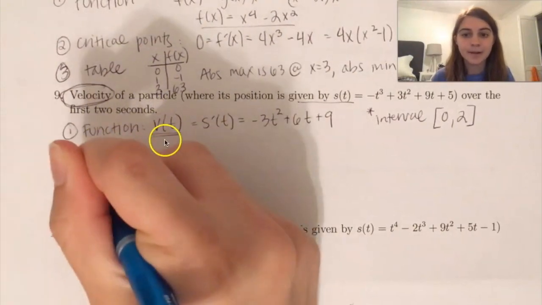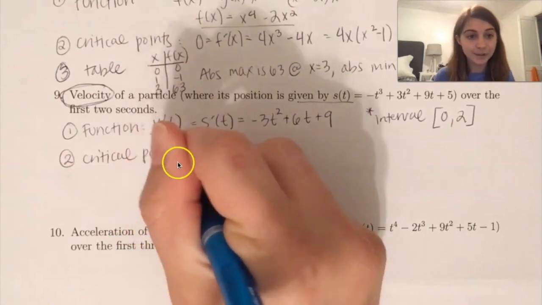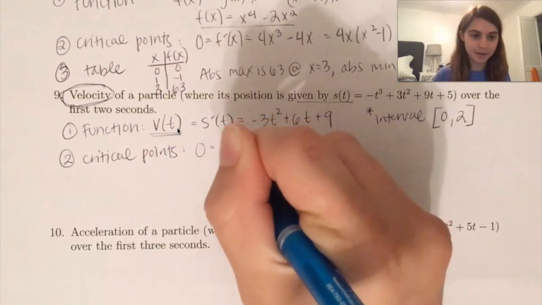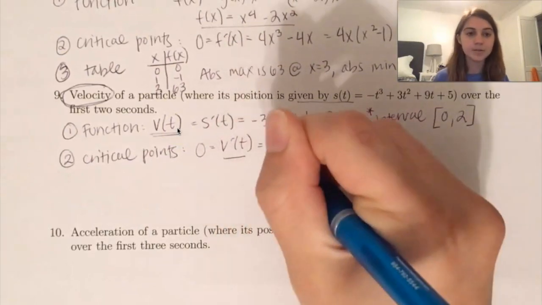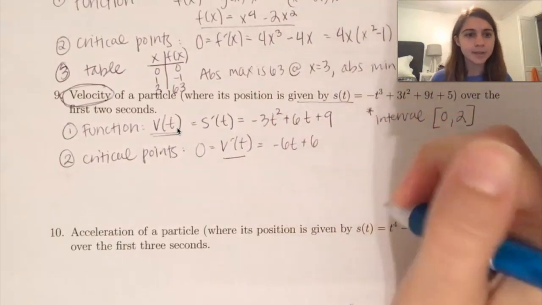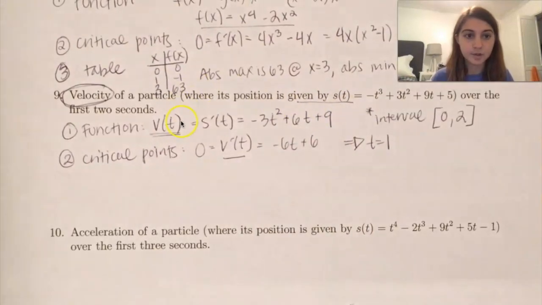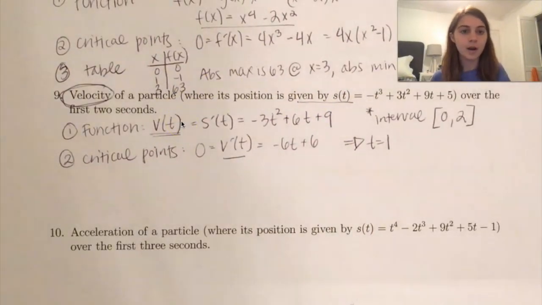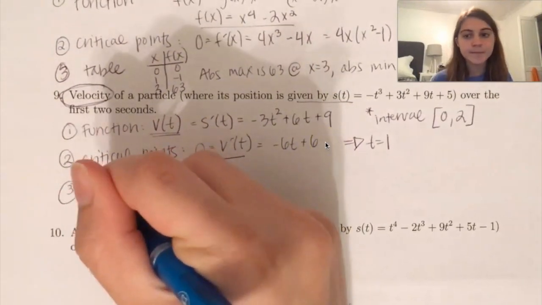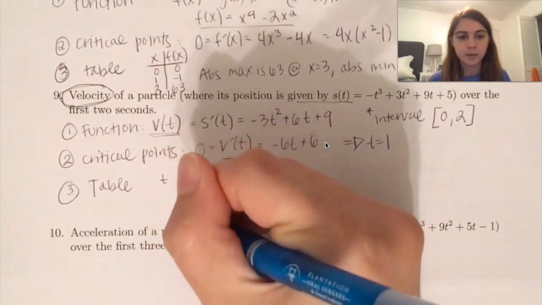So now that we've located our velocity function, that's the function we're looking for the min and max of, we now find critical points of the velocity function, which means we take the derivative of the velocity function and set it equal to 0, just like we've been doing. Really the only difference between this one and the other ones is that you have to take the derivative to locate, and then you do the same thing from there. So we got negative 6t plus 6, t equals 1. And we can go ahead and make our table: 0, 1, and 2.